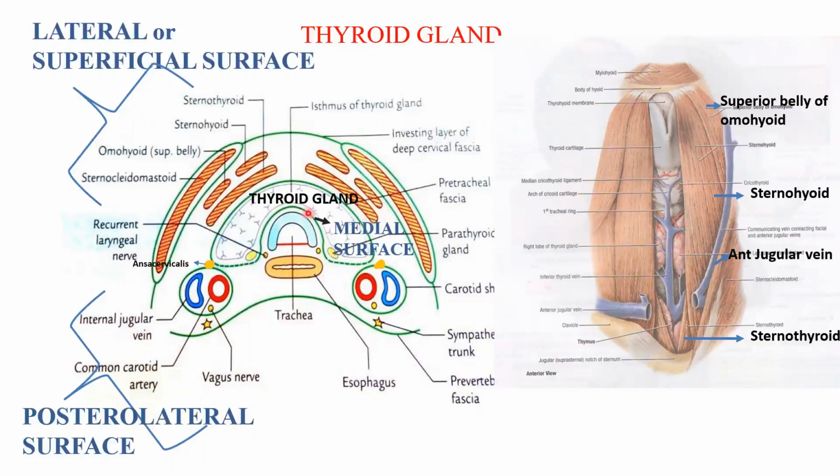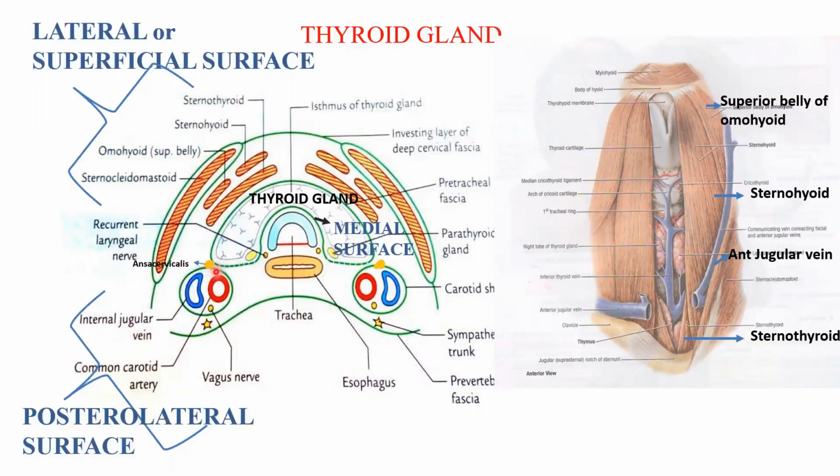The medial surface can be seen again in the cut section. It is related to the trachea and the esophagus and muscles attached to both the structures. And in between the trachea and esophagus, the recurrent laryngeal branch of the vagus nerve runs in the groove between the two. The third surface is the posterolateral surface, which is related to the important blood vessels of the neck which are placed in the carotid sheath.